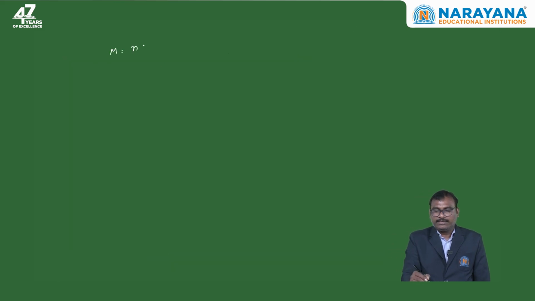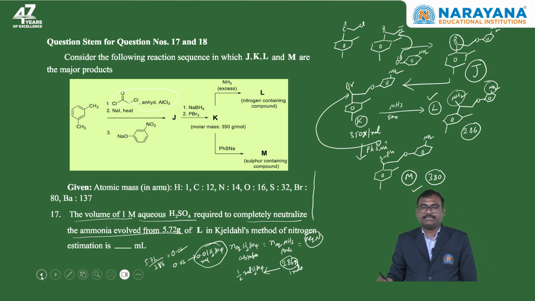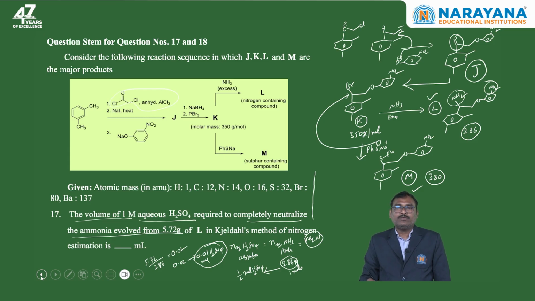Molarity is equal to number of moles into 1000 by V. Then volume is equal to number of moles into 1000 by M. 0.01 mole into 1000 by the molarity of the solution, which is 1. Therefore the answer is 10 ml. This is the first question's answer.